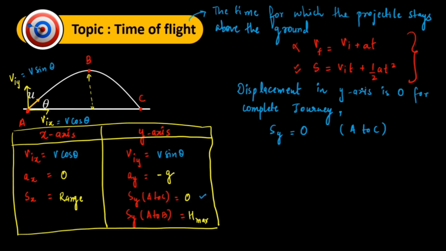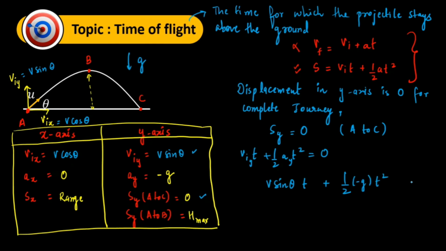So if we substitute the values here, we know Vi into T plus half of A T square is going to be 0. Now this is going to be Y because we are writing the equation for the y-axis. So ViY is supposed to be V sin theta, so we can simply substitute V sin theta here. As it is in the upward direction, it will be taken as positive. Remember this. Into time plus half of the acceleration in the y-axis, which is supposed to be negative g because gravity always acts in the downward direction, so we'll take it as negative, T square is equal to 0.